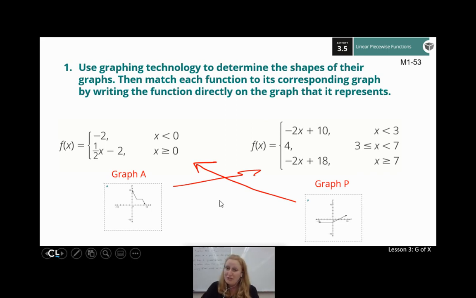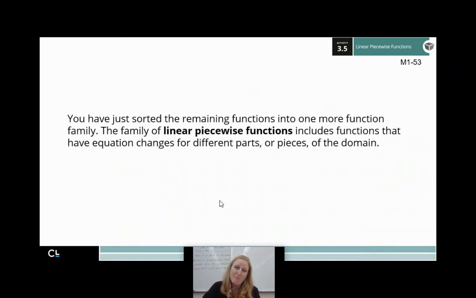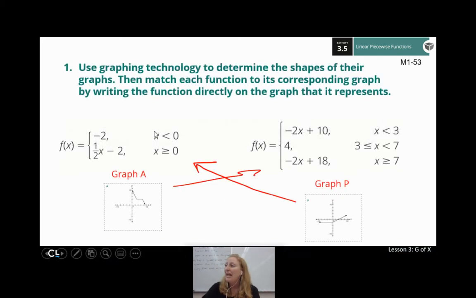What you have just sorted, you've sorted the remaining functions into one more function family. The family of linear piecewise functions includes functions that have equation changes for different parts or pieces of the domain. I mean, check it out. This graph here is literally pieces of functions. I want this piece, and we stitched them together. So they're linear piecewise functions.